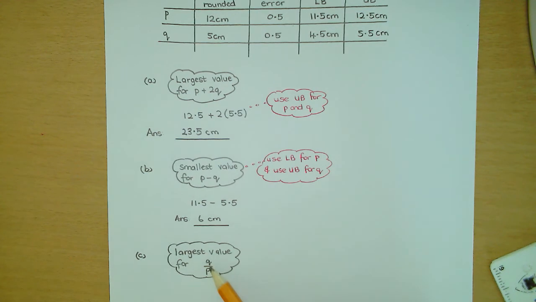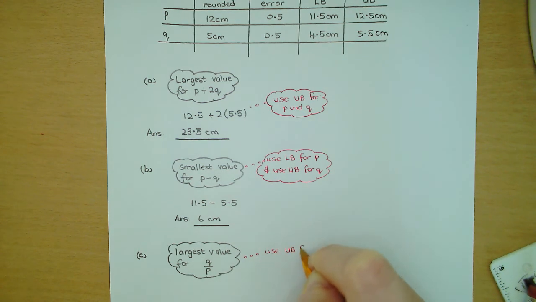Now again, think common sense. How do you make a fraction as big as possible? Well, to make it as big as you can, you want the numerator to be big. So what you're starting with in the numerator, you want it to be big. And then what you're dividing it by, you want to make it as small as possible. So something really big divided by something really small overall is going to be as large as possible. So we're going to use the upper bound for Q, and we're going to use the lower bound for P.